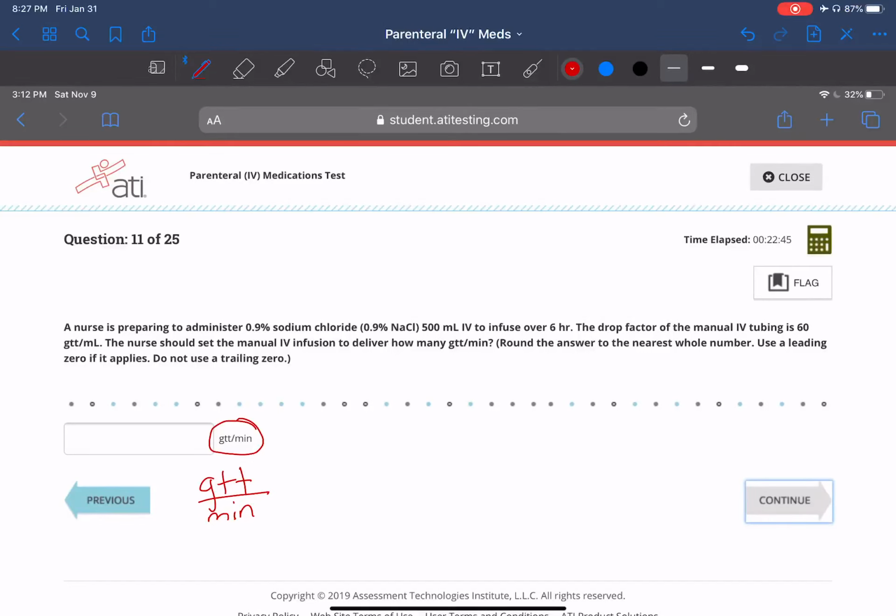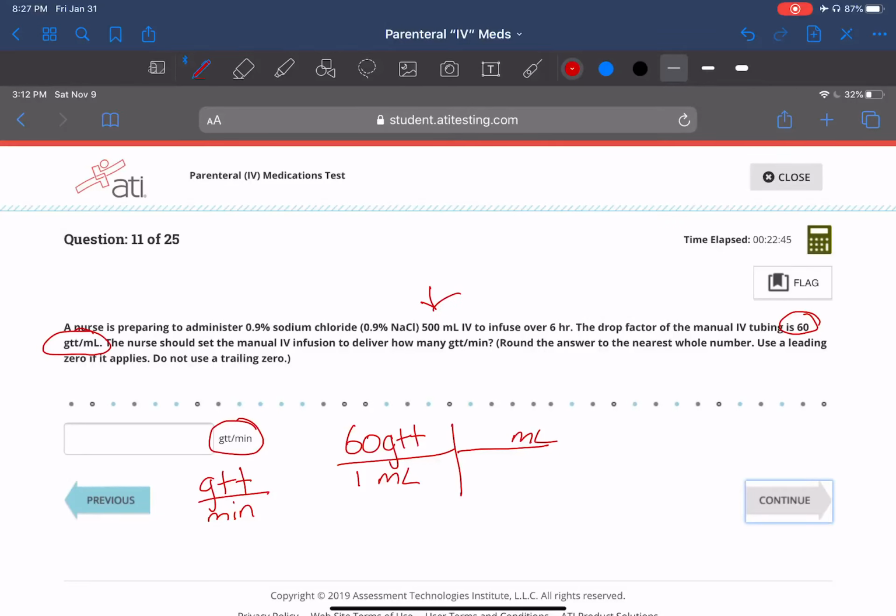Where in this problem does it talk about GTT? Right here, 60 GTT per ml. So let's write that down. 60 GTT per, you can make that a 1 because you need a number. And now let's get converting. So we have 1 ml, or else do we have mLs in the problem? Because if we have an ml right here, we need an ml right there. If you look on the problem, we have it right here.